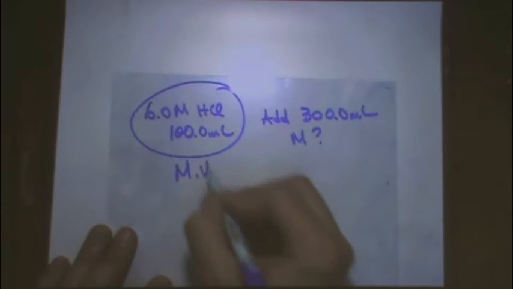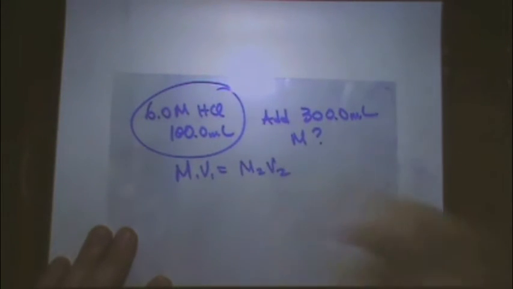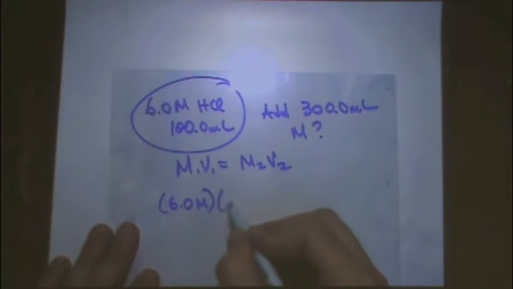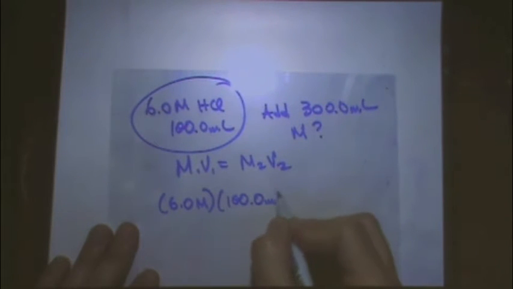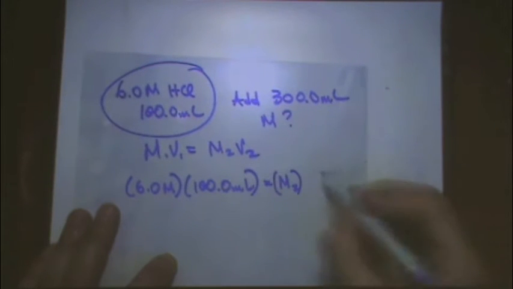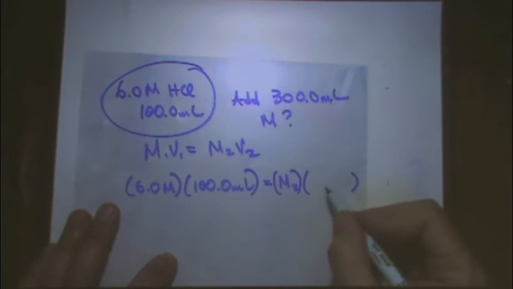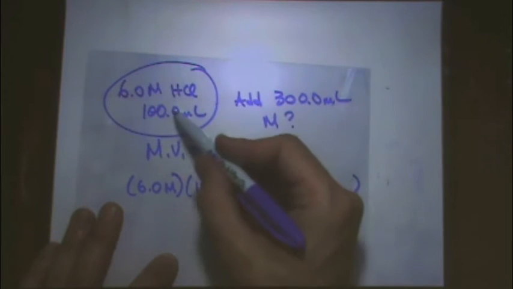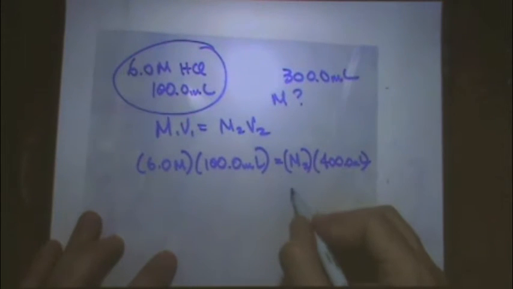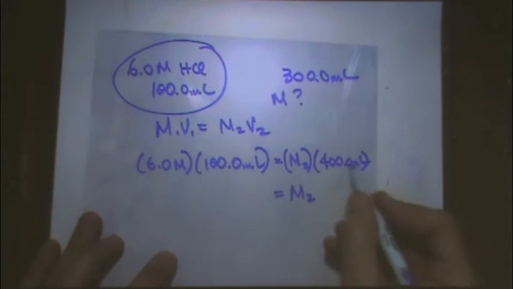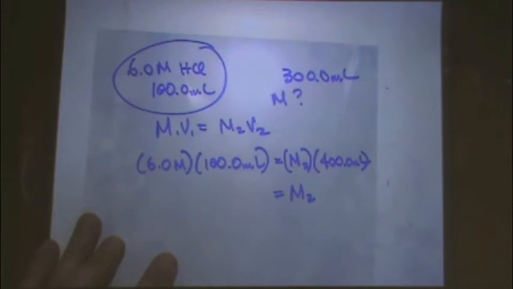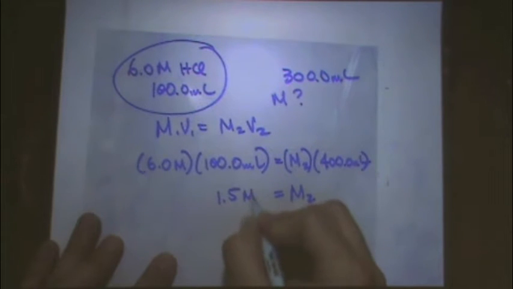So you're going to use M1V1 equals M2V2. Well, the first molarity is 6. The initial volume is 100. And then the final molarity, that's what I'm trying to find. I don't know what that is. The final volume is what? Not 300. I added 300 to 100, so it's 400 in this example. So you can do a little math here. I quadrupled the volume. That means the molarity has to go down by 4, so that'd be 1.5 molar.